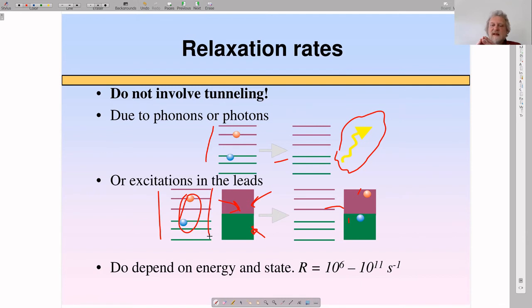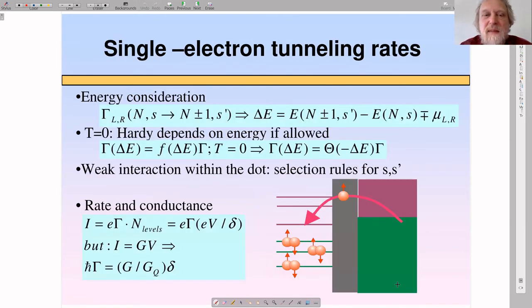Good. What I wanted to say is that there is a variety of different mechanisms. So these relaxation rates are difficult to predict, and depending on the dot and concrete configurations, they can vary by many orders of magnitude. Let me talk about something which is more stable and perhaps more important. Let me talk about the single electron tunneling rate.